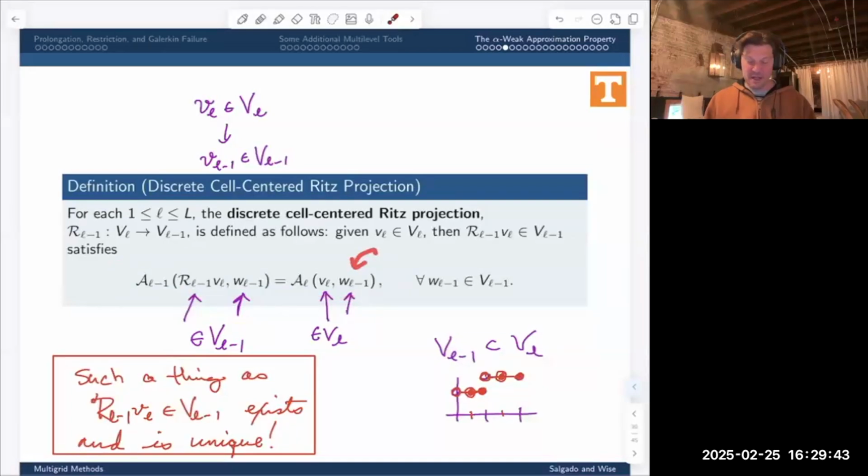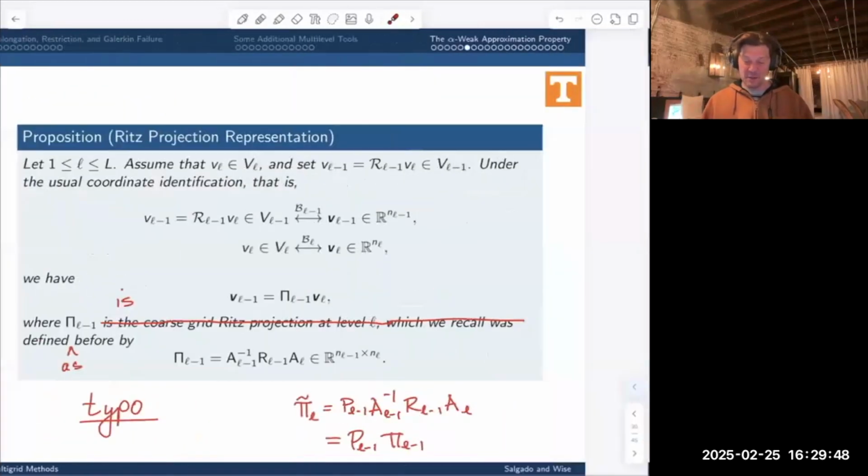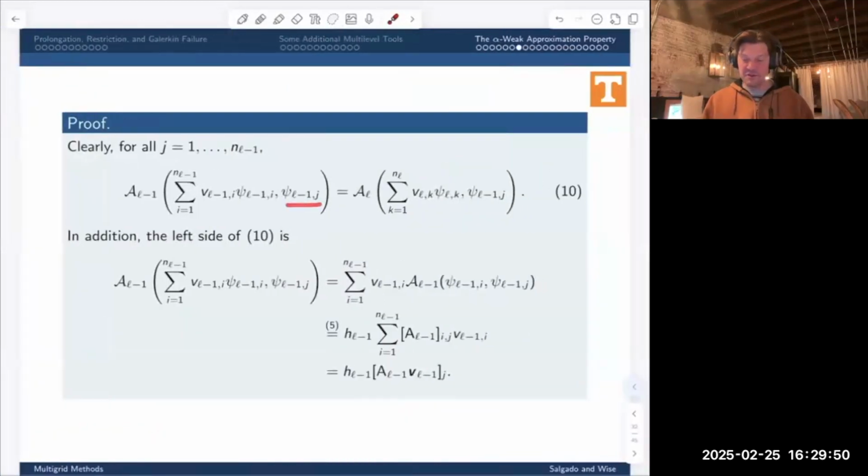Now, like before, anytime we have this property posed over a finite dimensional space and it's linear, I can replace these test functions by basis functions. That's all I'm doing here. So I know that it has to be satisfied for every basis function in my basis BL minus 1, in other words, for every j from 1 to NL minus 1. Now just notice this is AL, this is AL minus 1, okay?